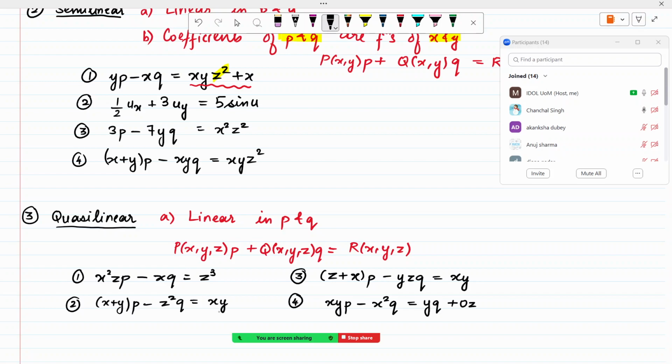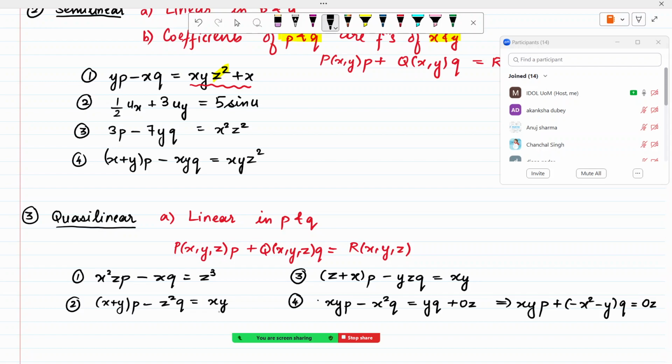It is linear, not quasi. What is the condition of linear? P, Q, and Z should be linear, meaning the degree should be 1, and all the coefficients should be only functions of x and y. Even if I combine the coefficients of Q, which you have used on the left-hand side and right-hand side, I would get xy times qp plus negative q x square plus negative I times q is equal to 0z. This is linear, okay? This is not quasi-linear.